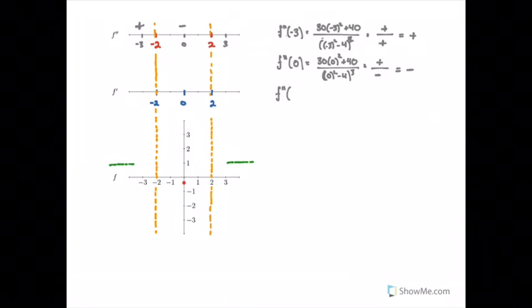And finally, f double prime of 3. We already know it's going to be positive because of our symmetry, but we could also find it the same way. 30 times 3 squared plus 40, over 3 squared minus 4 cubed. This is going to give us a positive over a positive. That's a positive number.